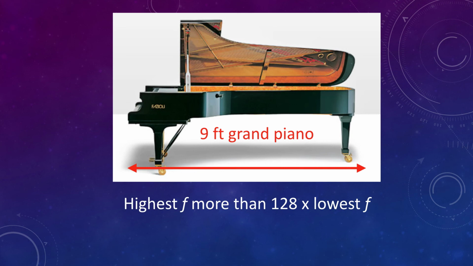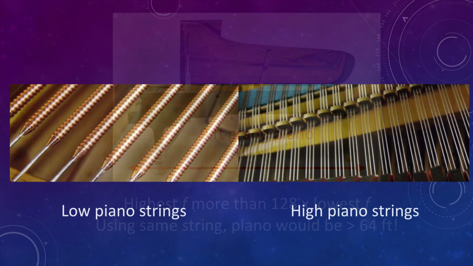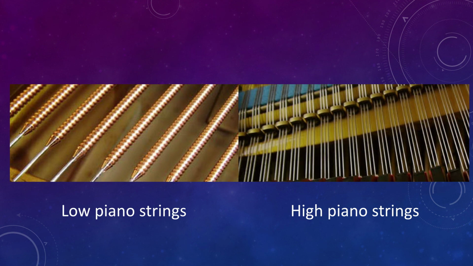Since F is inversely proportional to the length, if we use the same diameter wire for all piano strings, the lowest string would be more than 128 times the length of the highest string. The high piano string is about 6 inches long, so a low string would be more than 64 feet long. By making the low strings thicker, by coiling a wire around a wire, we increase the linear mass density, allowing the string to be much shorter.